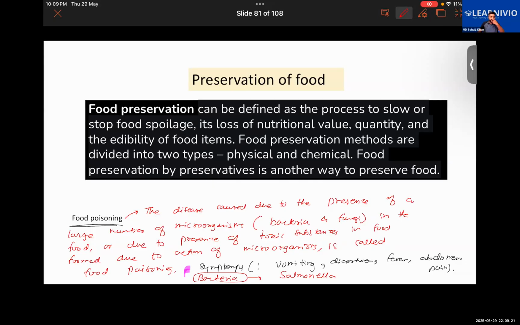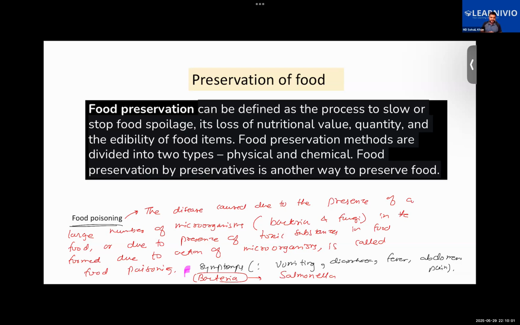What did I say? The process in which food materials, whether it be milk, fish, meat, vegetables, fruits, or cooked food, are given a suitable physical or chemical treatment to prevent their spoilage is called food preservation. Food preservation helps in preventing the loss of nutritional value. It will increase the shelf life of the food and ensure that it is edible for a longer period of time, and also maintain its nutritional value and quantity.